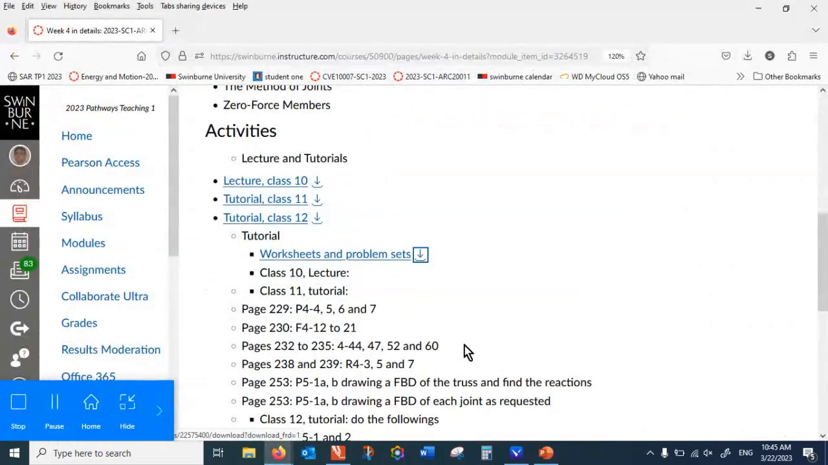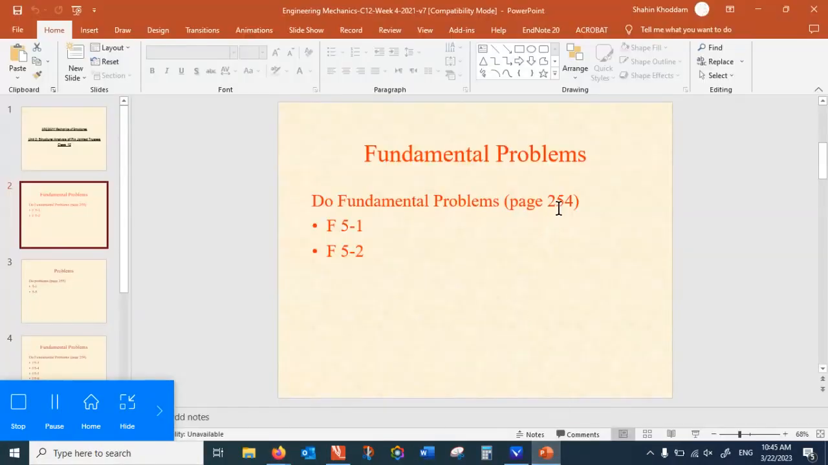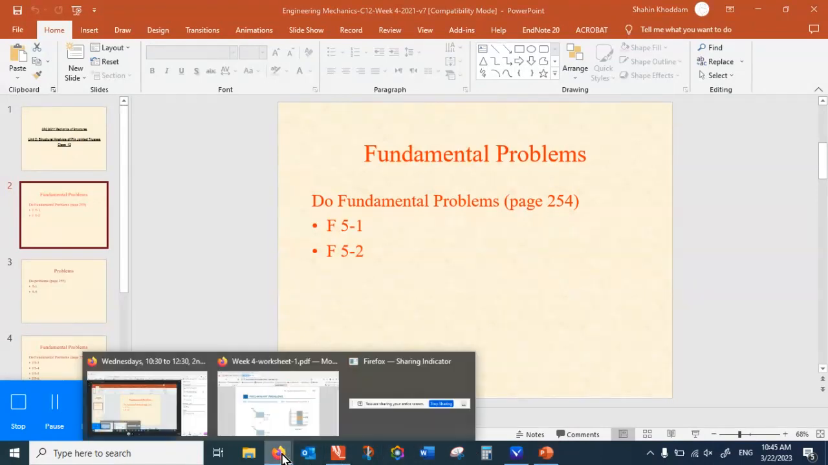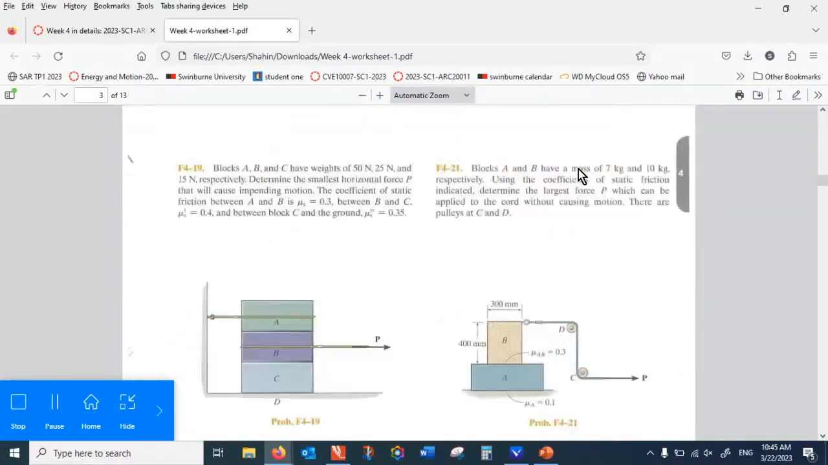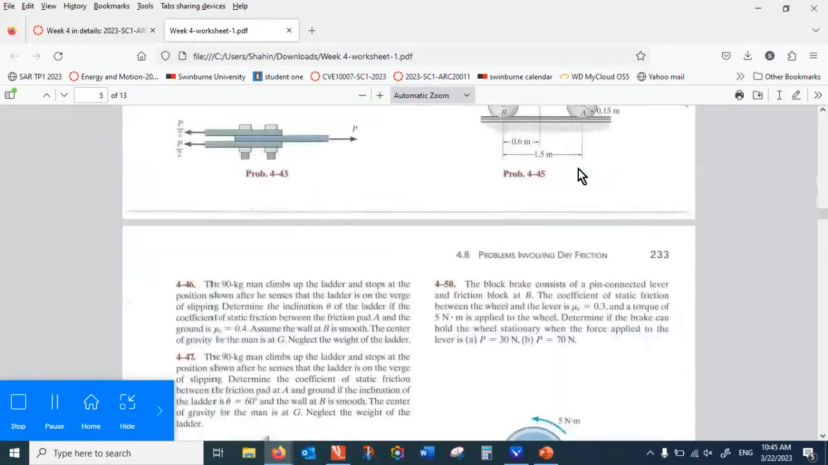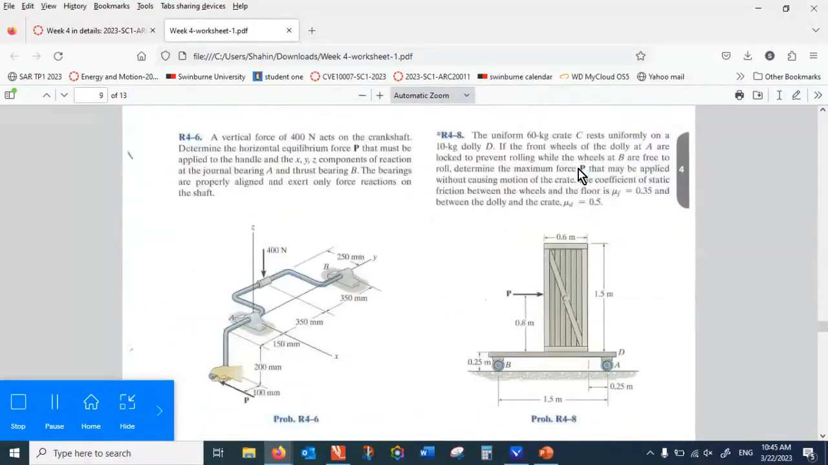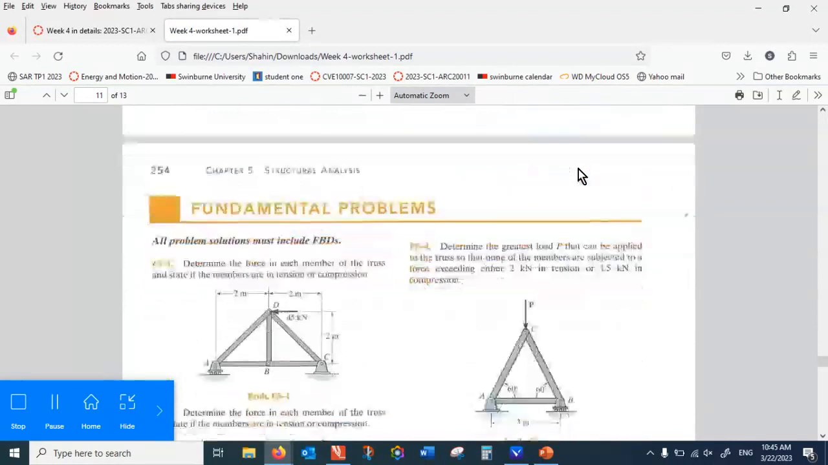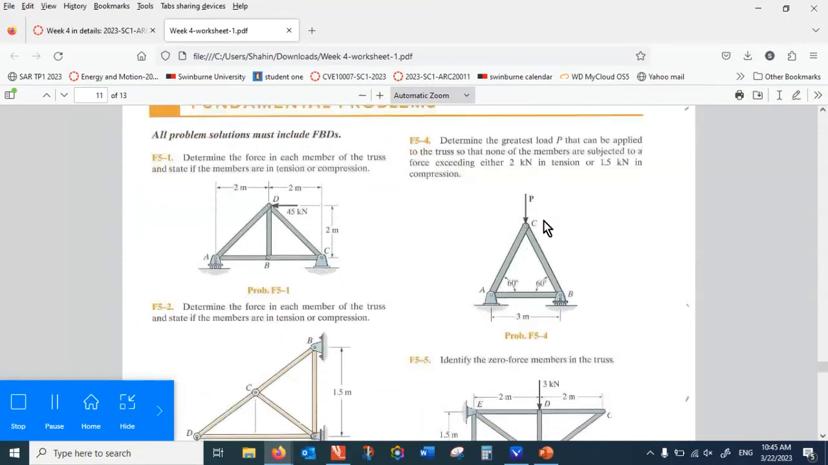All right, let's see what page 254 has for us. So these are some fundamental problems.